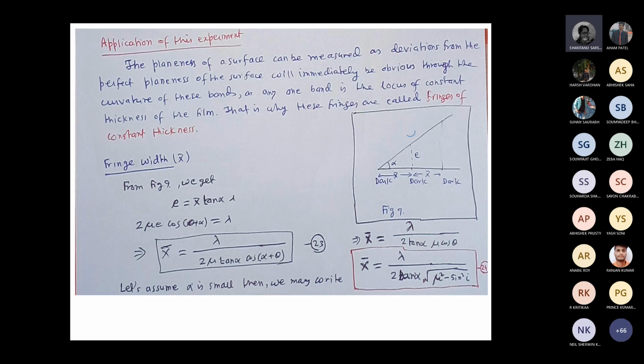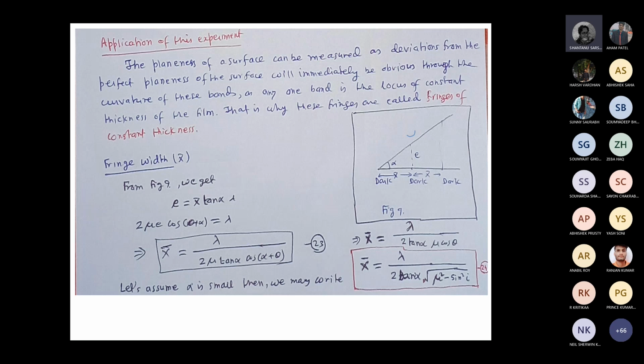Now our time is nearing the end, but let us discuss very quickly an application of this experiment: the planeness of a surface can be measured. Whether a surface is plane or there is some scratch on the surface can be measured by doing this experiment. For that, you take one plane surface and another surface which has some curve like this, so it is not a plane surface. For example, there is some curvature.